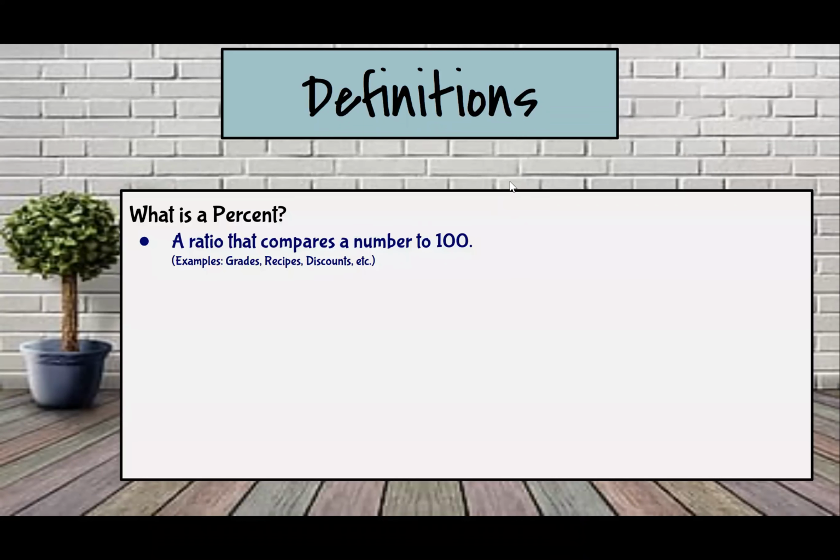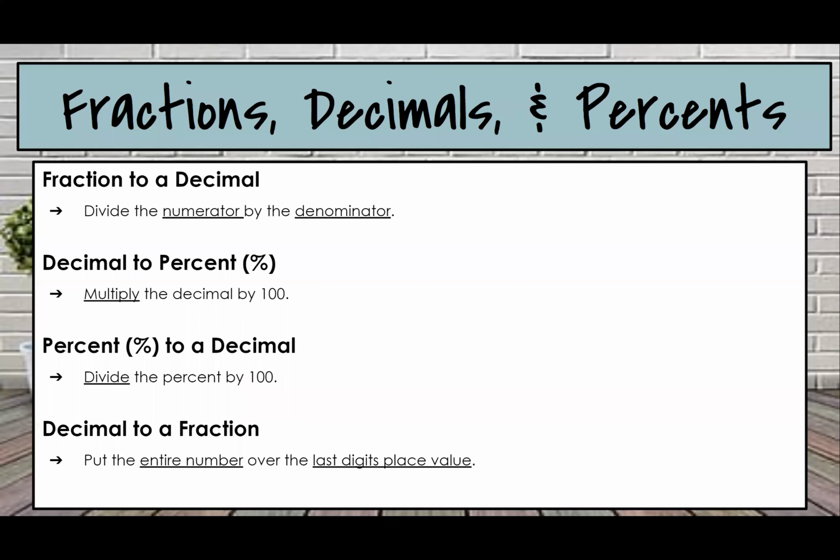So the first thing we wanted to go over with you guys is what a percent actually is. It is a ratio that compares a number to 100. In the real world, you may see this in your grades, in discounts at stores, possibly in recipes, those type of things. And we also wanted to go over how you can convert fractions to decimals, to percents, and then back and forth.